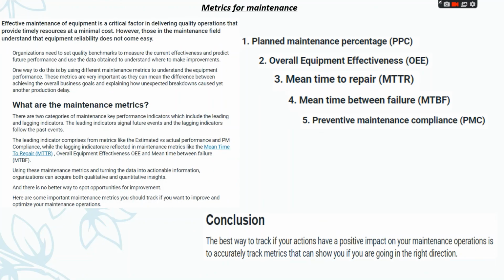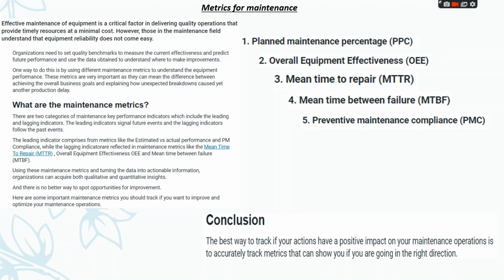Now we'll see the metrics for maintenance. Effective maintenance of equipment is a very critical factor in delivering quality operation that provides timely resources at a minimal cost. So the maintenance field takes the role of understanding the equipment's reliability, and it does not come easy. So it handles all the maintenance that has to be done on the software.